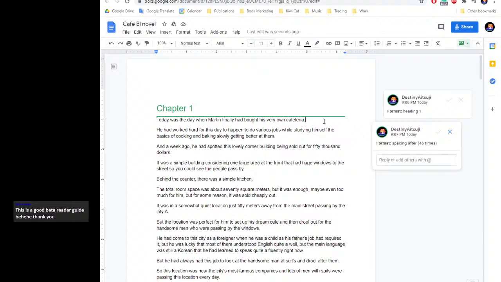So the manuscript has to be in a readable font, so Arial or Times New Roman, somewhere around size 11 or 12 is okay. Leave a space after each paragraph because this helps the eyes to flow through.